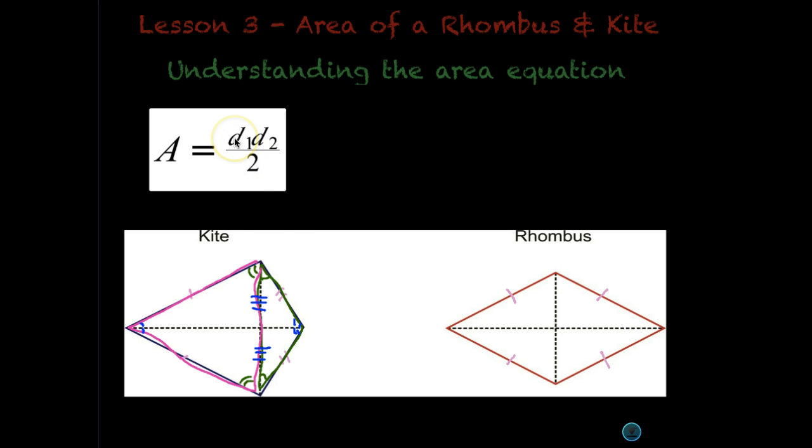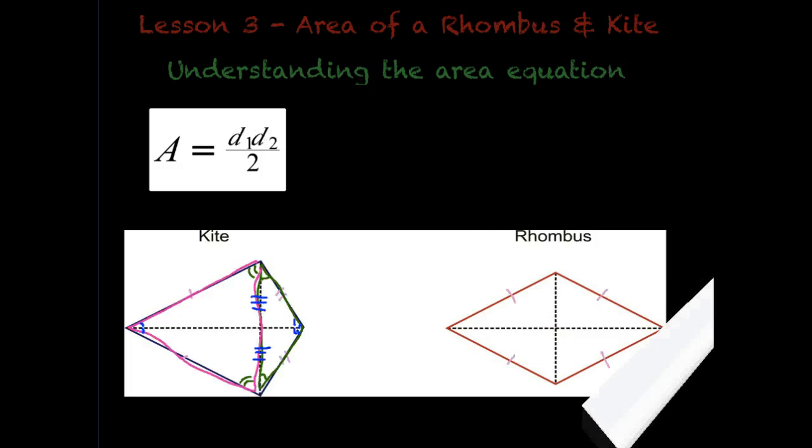We have diagonal 1, which could be the short one, diagonal 2, which could be the long one, so the two diagonals, one is a height and one is a base, divided by 2. So it's very easy to remember if you think of it as a triangle. And that would hold true for a rhombus as well. So remember, the only difference between a rhombus and a kite is that a rhombus has all four sides that are the same, that are congruent. But we will calculate area using the same equation.